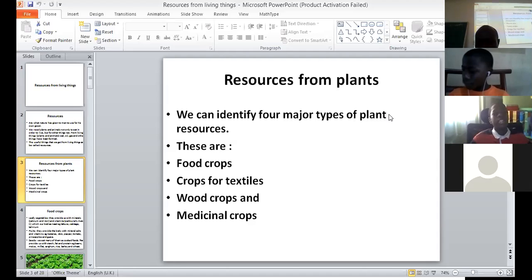Okay. Let's go to our friends online. Examples of crops for textiles. Friends online, examples of crops for textiles. We let them talk so that we don't leave them there. Gideon, we are waiting for you. Rama, Fawaz, Shakur.